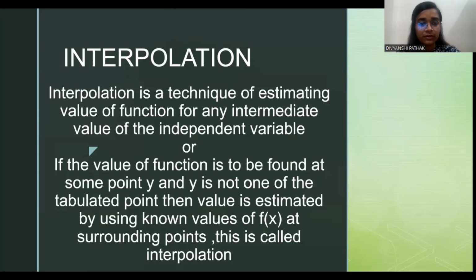Firstly, what is interpolation? Interpolation is a technique of estimating values of a function for any intermediate value of the independent variable. Or we can also say that if the value of function is to be found at some point y and y is not one of the tabulated points, then the value is estimated by using known values of function f of x at surrounding points.